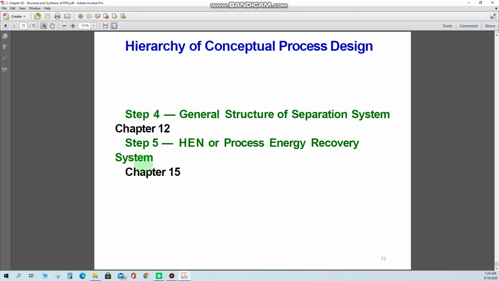Now steps number 4 and 5 were the general structure of the separation system. In step number 4, in the overall hierarchy of the conceptual design, there was a part for the separation system, so we will deal with that part in chapter number 12. And the last part was related to the heat exchanger network or process energy recovery system, so we will deal with that one in chapter number 15.